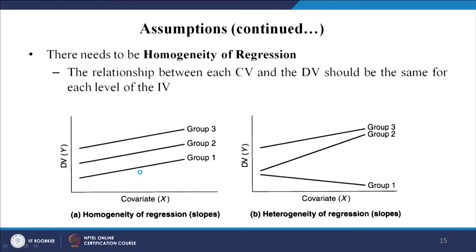Okay. Next, there needs to be homogeneity of regression, right. Now, what is homogeneity of regression? The relationship between each covariate and the dependent variable should be the same for each level of the IV.